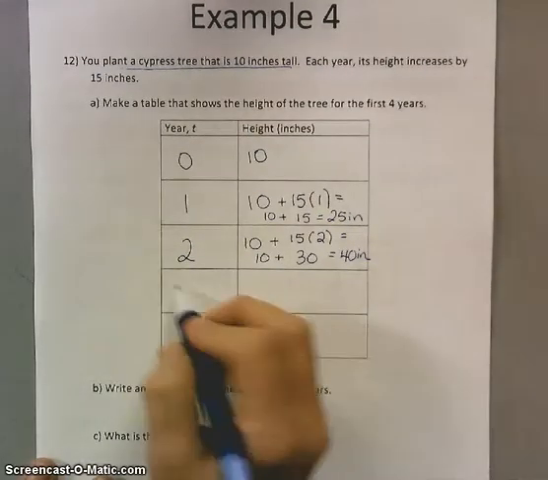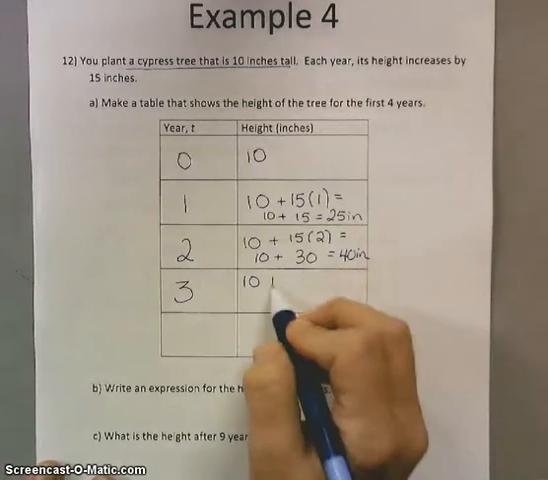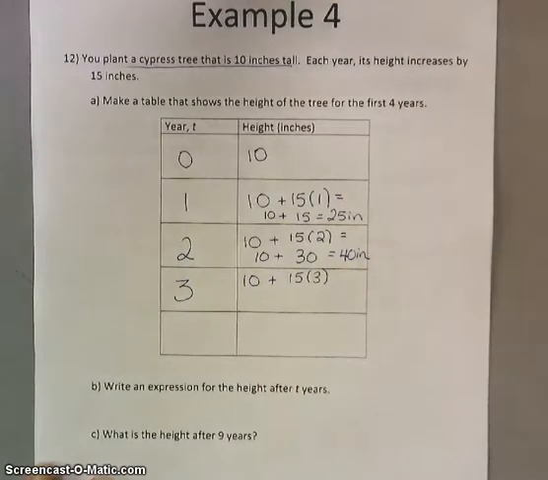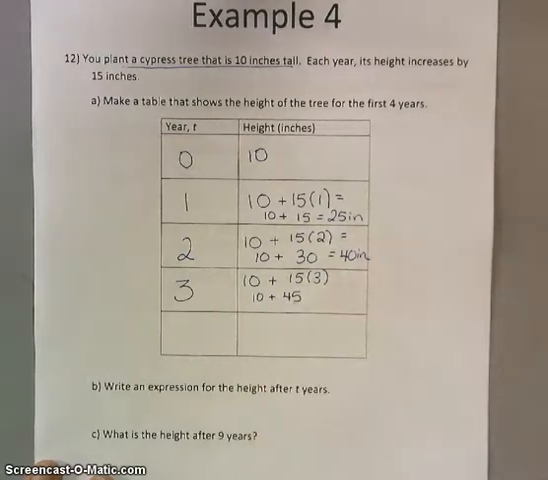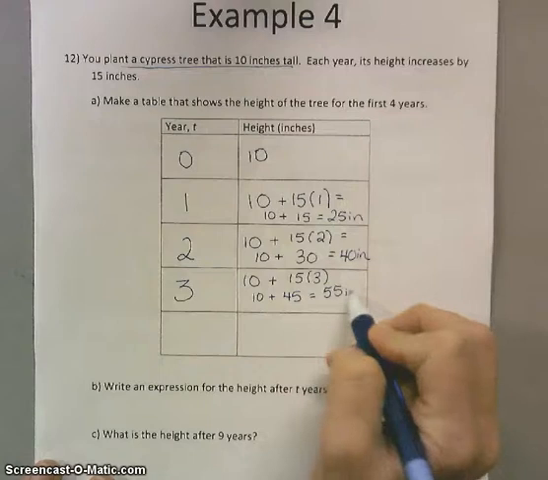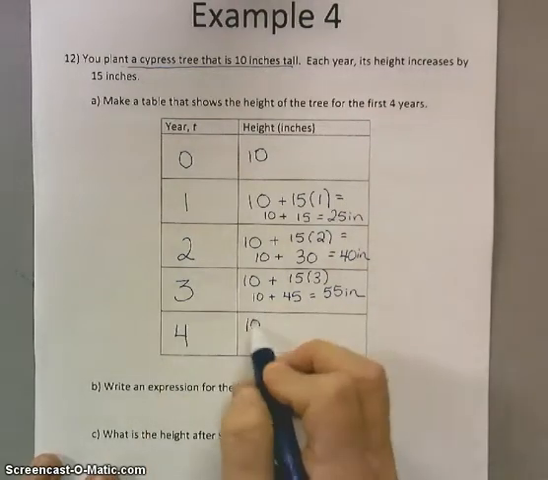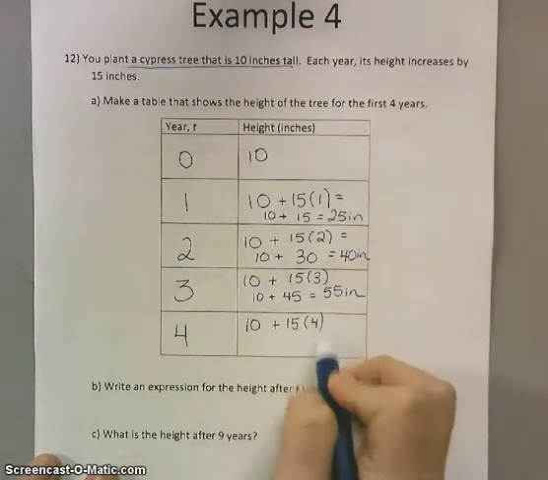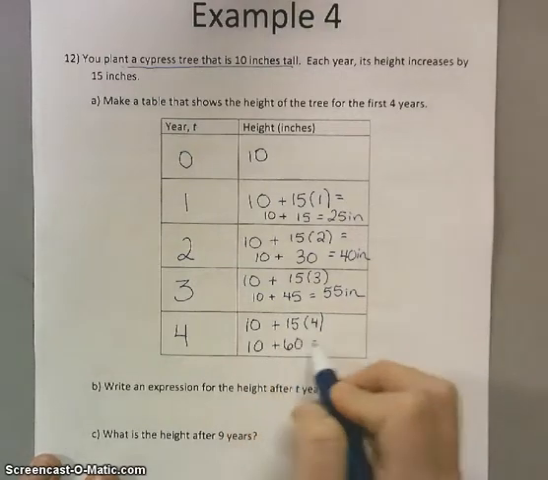Now looking at the third year, he stayed with his 10, we have that, plus 15 times 3 because he's grown an additional 15 inches. So now I have 10 plus 45 inches total, which is 55 inches. And then for the fourth year, still the 10, and I have to add 15 times 4 because it's 4 years. So 10 plus 60 is equal to 70 inches.